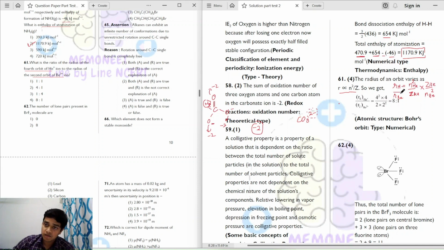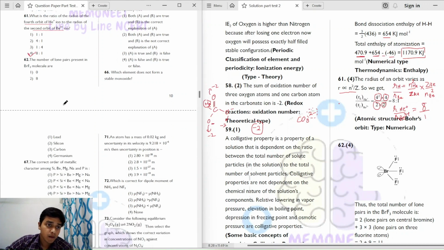So if we substitute the values, we have the fourth orbit of He+, so n will be 4 for helium and z will be 2 because the atomic number of helium is 2, whereas the atomic number of beryllium is 4 and the orbit number is 2. So in total, the ratio between these two will be equal to 8 divided by 1. So the ratio is 8 is to 1, which is in option 4. So the correct answer is option 4. Moving on to the next question.